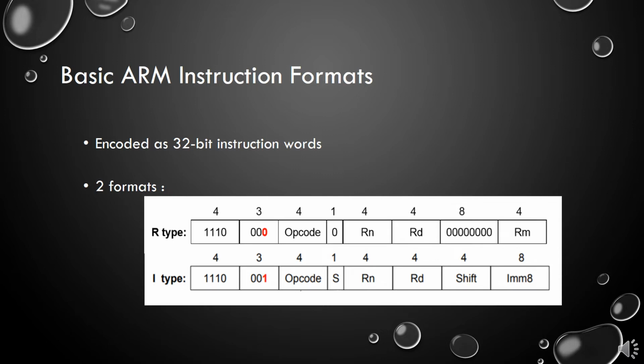Basic ARM instruction formats. We can identify two formats. We have R-type and I-type. And each instruction in ARM should be encoded in 32 bits.